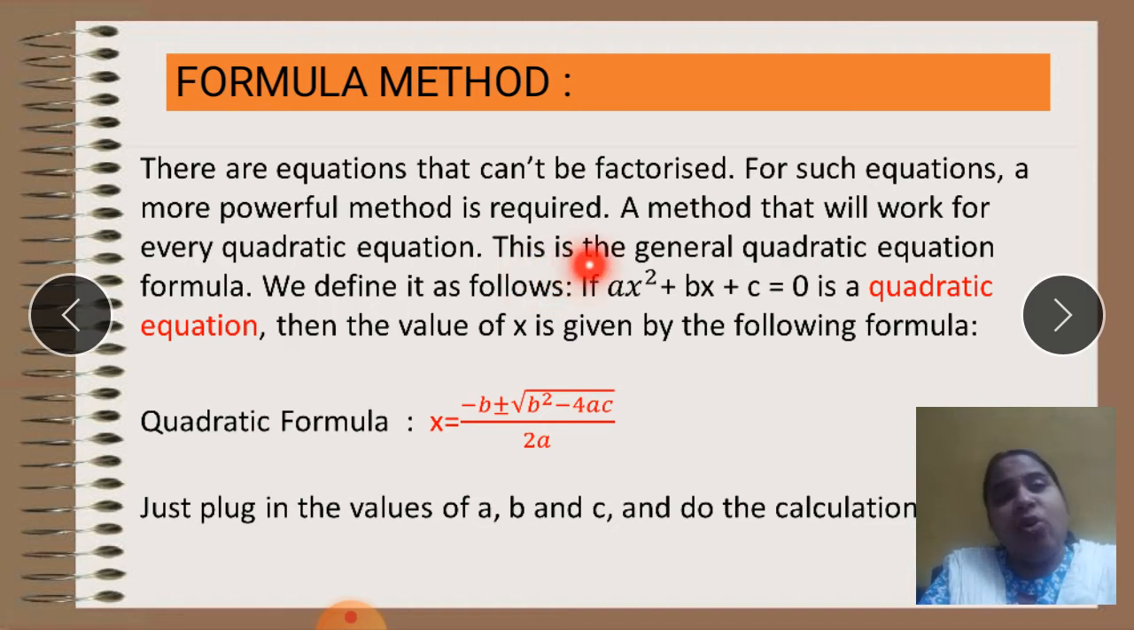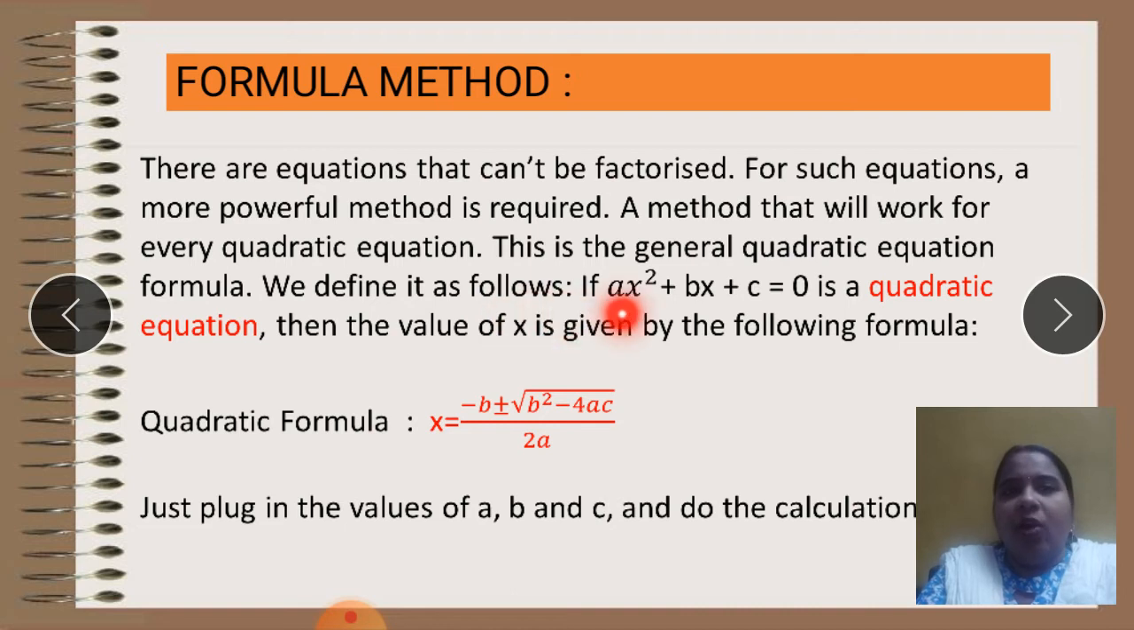Somewhere we are taking common. So factorization method is not applied for all sums. So what is to be done? A new method is to be used, that is called the formula method, and it is applicable for every quadratic equation. This is a general quadratic formula.